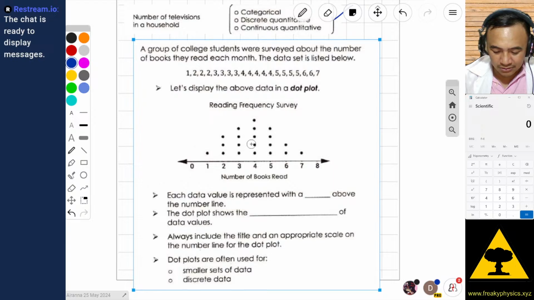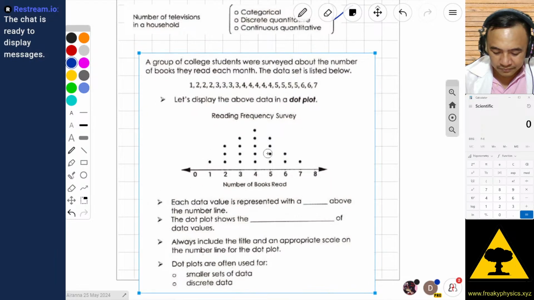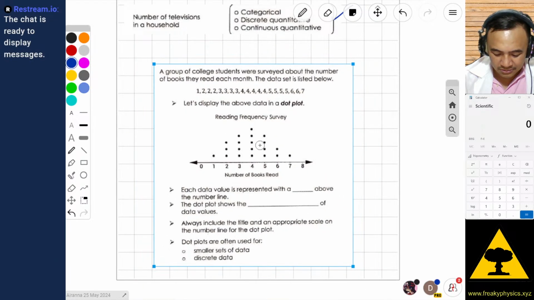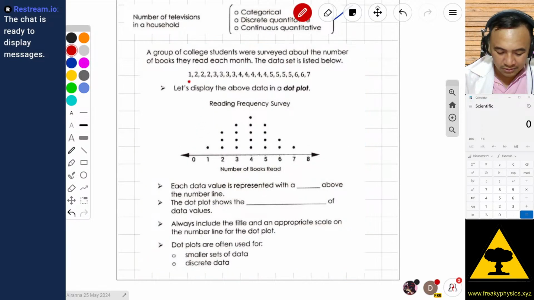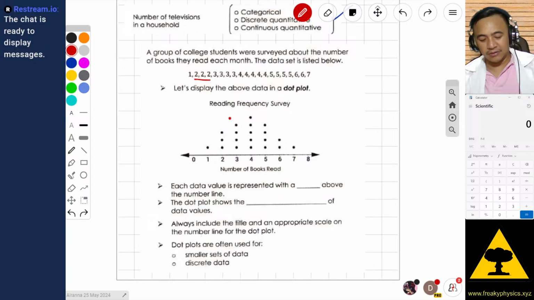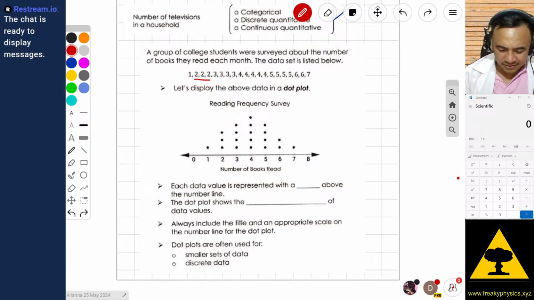All right, here's the example. In this case you will see that we only have one here, so that's why we have one dot for one. But if we look here in two, by the way, this data has been arranged in order already, there are three twos, and that corresponds to the three dots here in two. In three, how many do we have? One, two, three, four threes, and therefore four dots. The same for the other numbers there. So a dot plot is pretty straightforward.